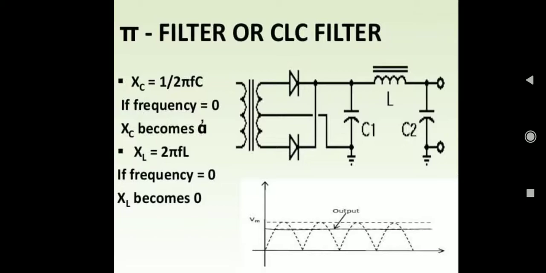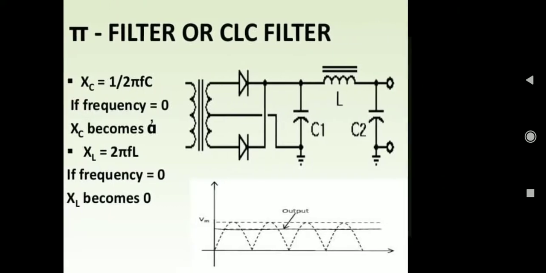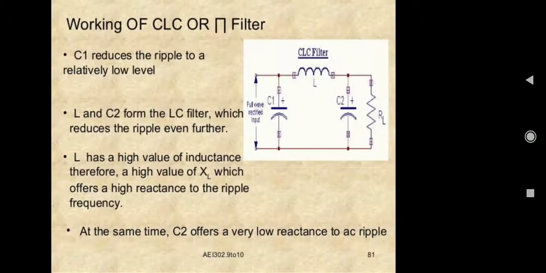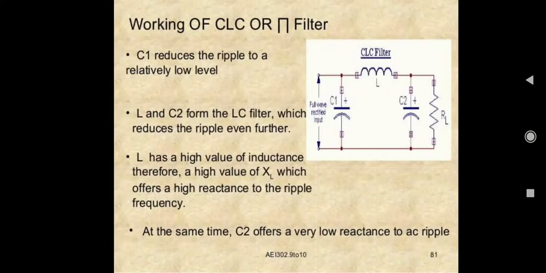Here C1 is connected across the output of the rectifier. L is connected in series and C2 is connected across the load. Simply, one section of the filter is shown, however, numerous equal sections are frequently utilized to improve the smoothing action.